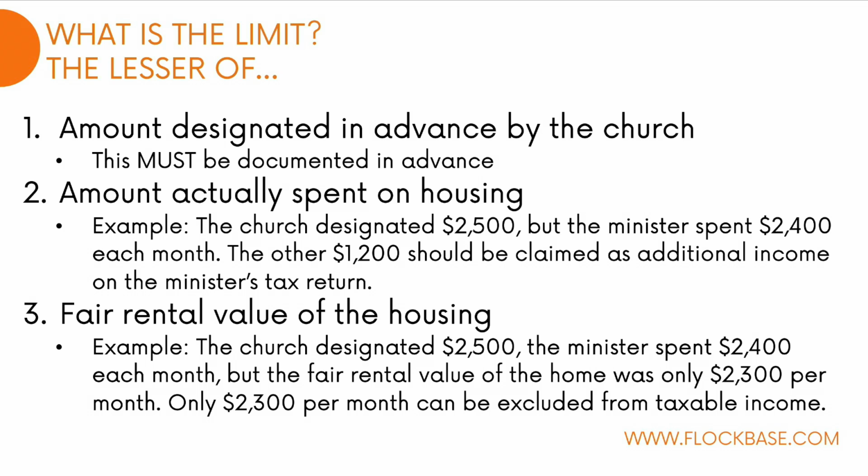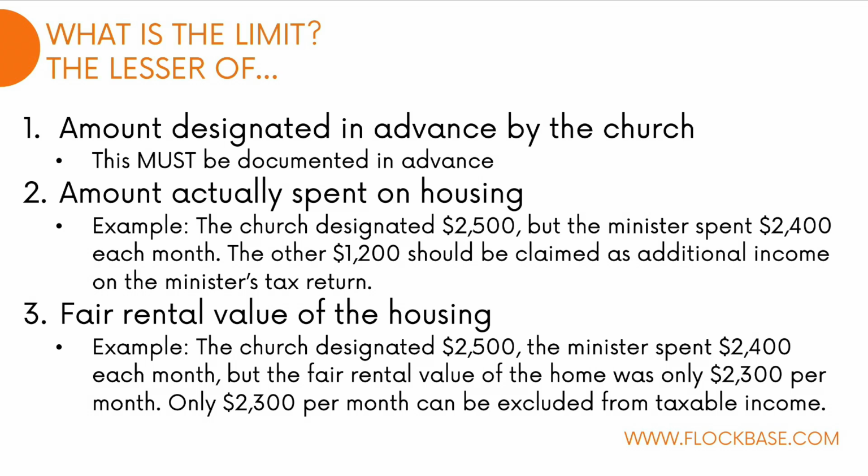So, for example, let's say a minister designates $2,500 a month for housing allowance, spends $2,400 a month on housing expenses, but the fair rental value of the house was only $2,300 per month. Then the amount that the minister can exclude on their tax return from their taxable income is only $2,300. So there's that third limiter there.